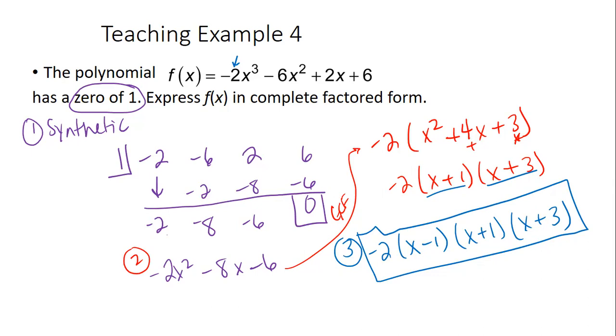All right. Was it terrible being given one of the zeros and using synthetic and then quadratic?